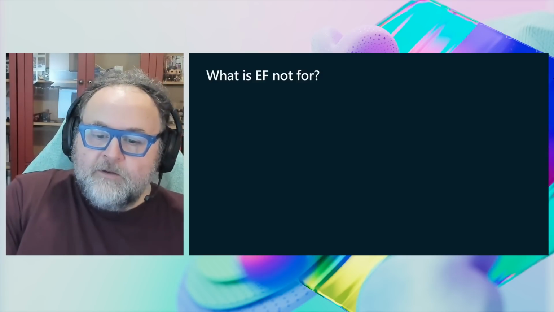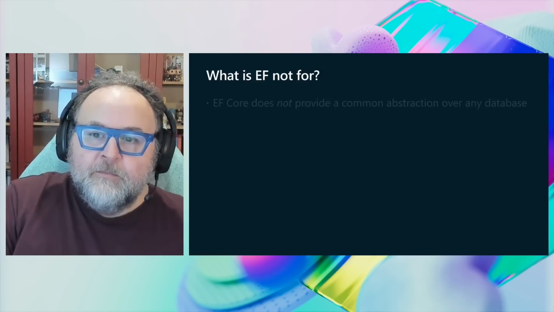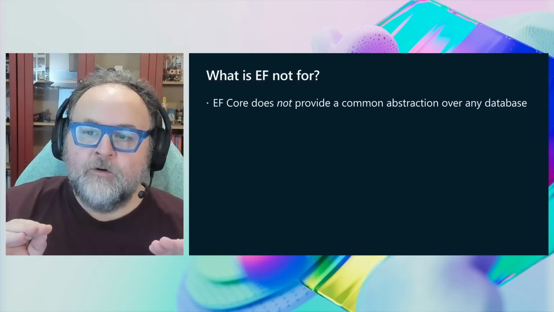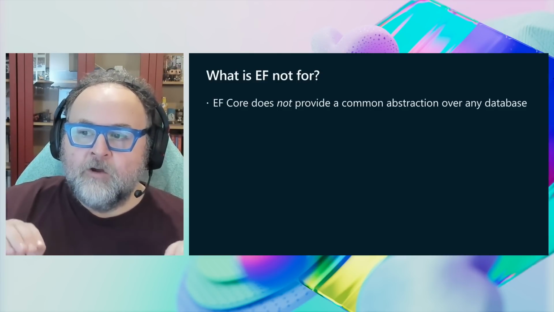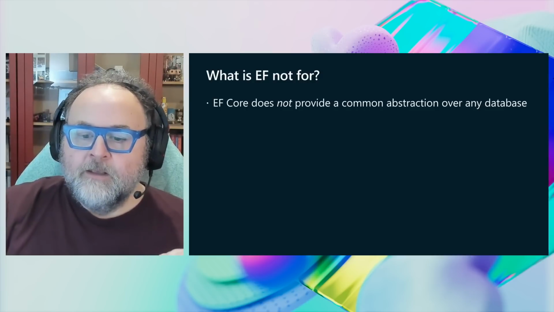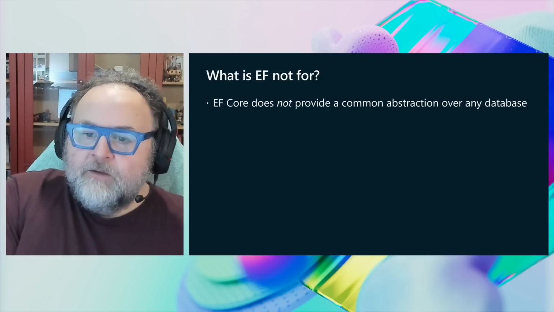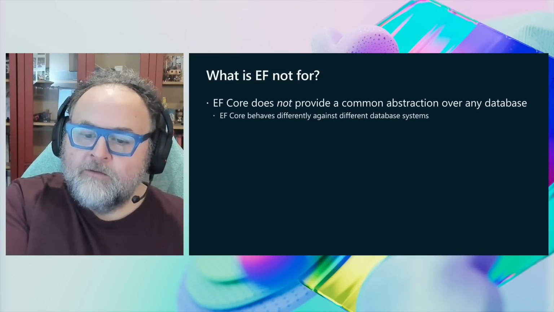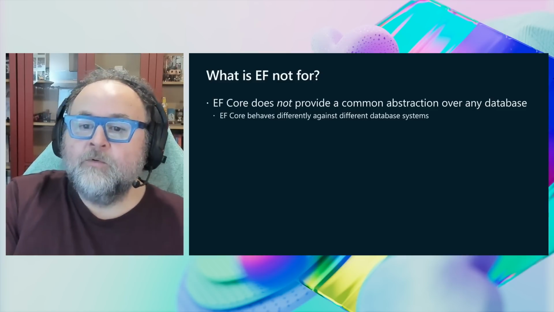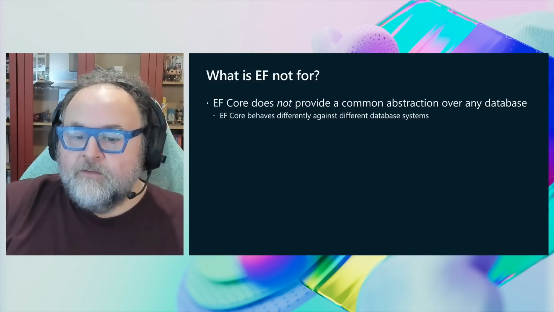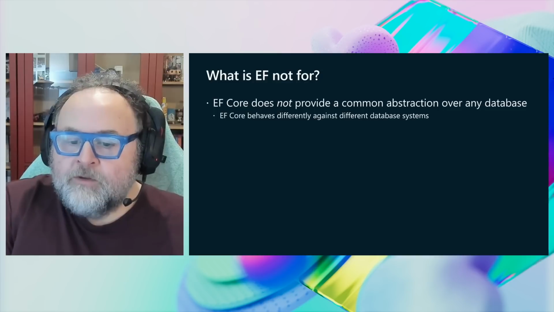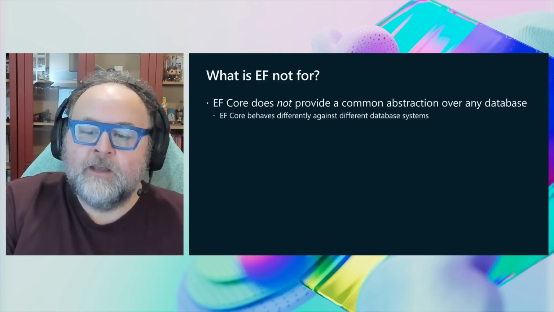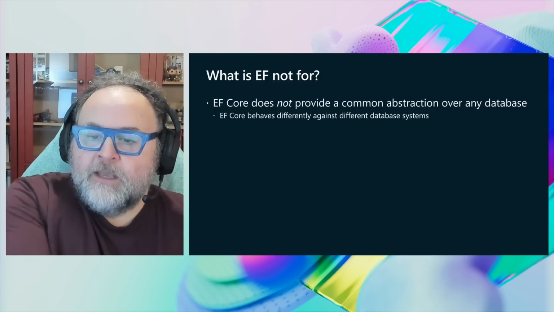Okay, so that's what EF is for, which is all, you say, fairly obvious. But this is why I went into that in such detail, because I want to talk about what EF is not for. It does not provide a common abstraction over any database. So if you remember what I said, EF behaves differently against different database systems, right? So EF is going to use arrays on Postgres, and it's going to use something else on SQL Server. And because of this, it means that we haven't chosen a lowest common denominator behavior. We haven't chosen a behavior on one database and said, let's make all of the databases behave in that way.